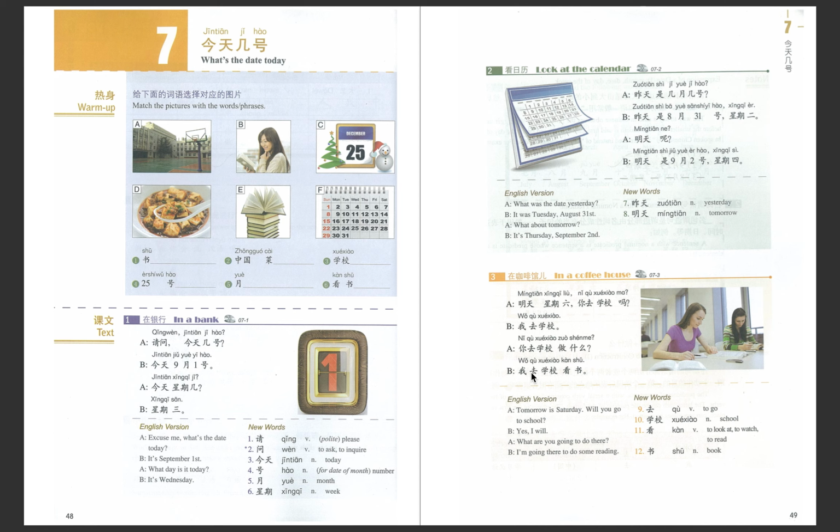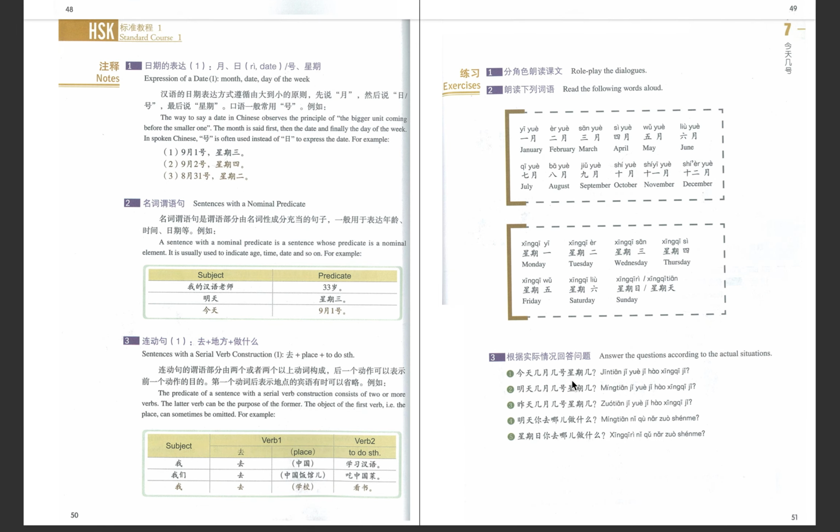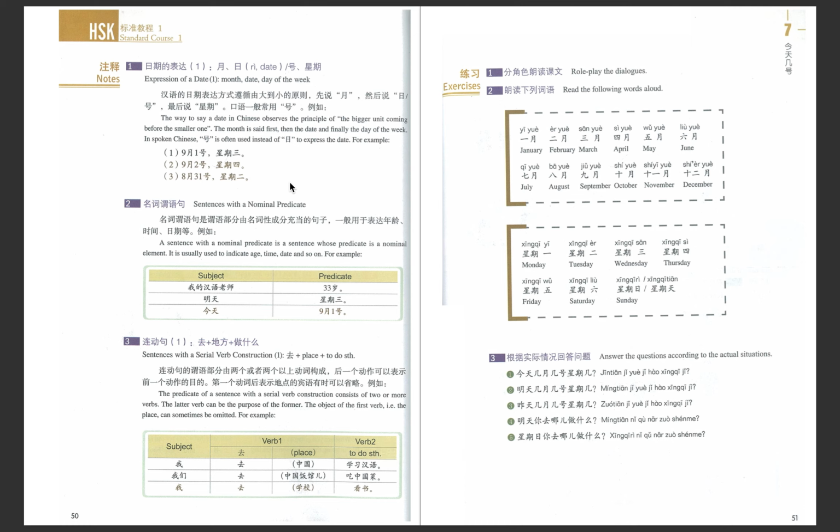我去学校看书。我 I, 去 to go. To go to where? 学校 school. I go to school for 看书, 看 look at, 书 book. When you look at the book, you are reading or studying. So I go to school for reading or for studying. So we are going to learn expressions of date.